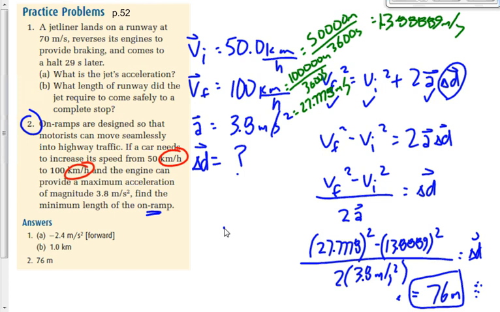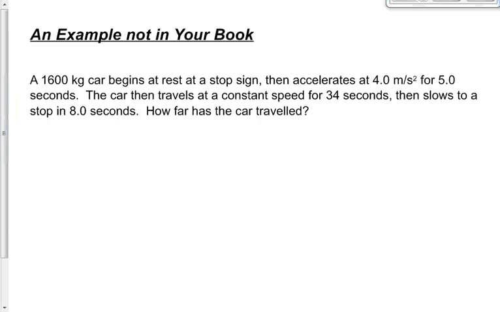You good? Okay, I want to do another example with you. This one is, unfortunately, one you're going to have to copy down because it's not in your book. But it's a good one. It says a 1,600 kilogram car begins at rest at a stop sign, then accelerates at 4 meters per second squared for 5 seconds. Then it travels at a constant speed for 34 seconds. Then it slows to a stop in 8 seconds. How far has the car traveled?